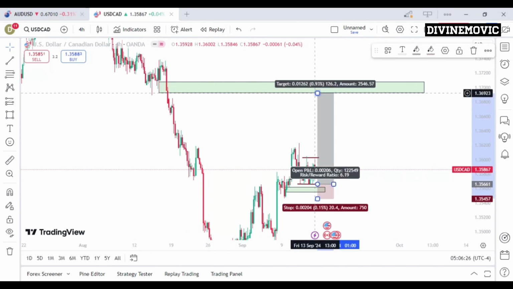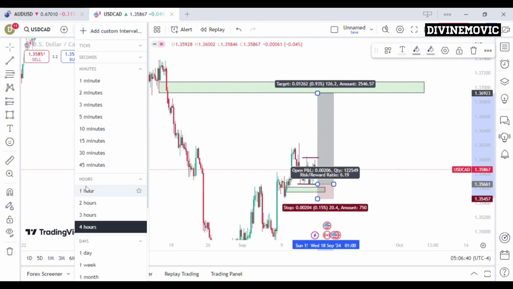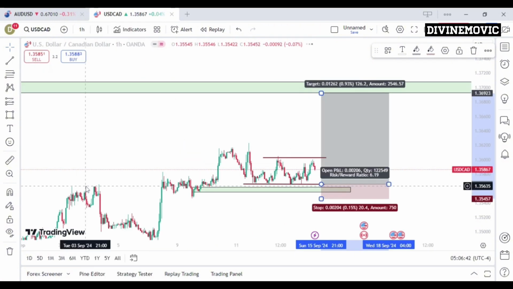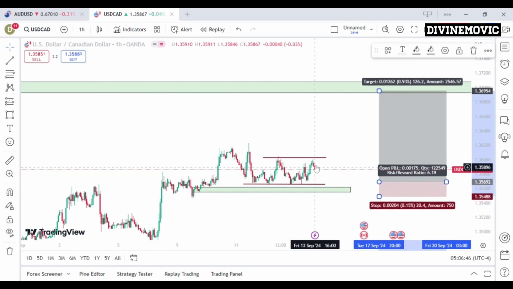So basically, an entry on USD CAD is to look for a buy opportunity if price sells to the downside on Monday. Remember, we're only reacting to the market. We're not predicting the market. Now, I'll give you another scenario. If price opens tomorrow, being Monday, and price begins to buy to the upside, then we're going to be looking for a sell opportunity.